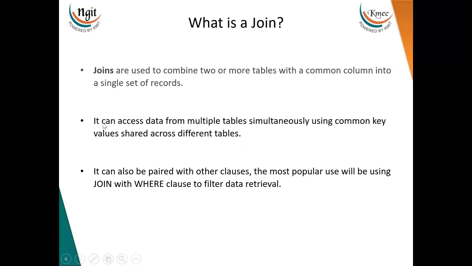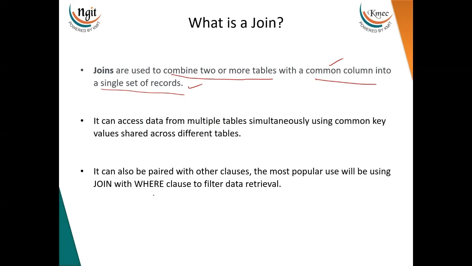Joins are used to combine two or more tables with a common column into a single set of records. Which means with the help of joins in a database management system, it is easy to fetch the data from multiple tables if and only if those tables contain a common column. So thereby you can collect the records or the tuples from the two or more tables into a single set of records. So this is what a join is.